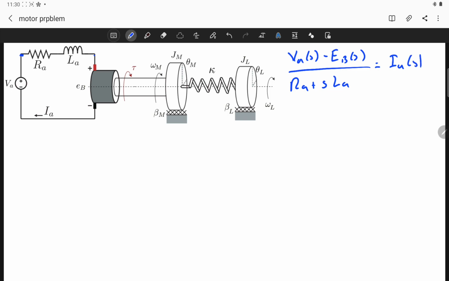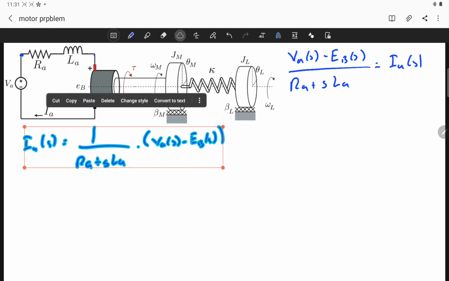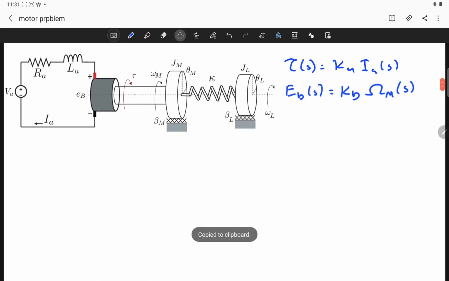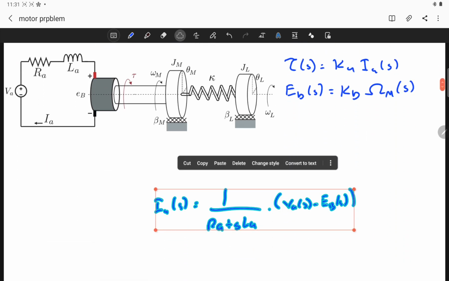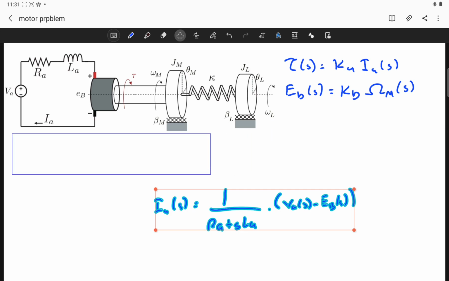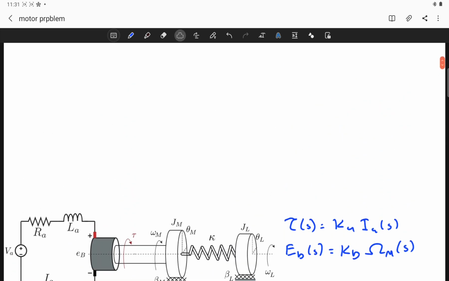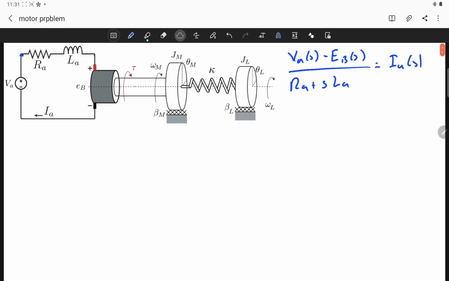Okay, let's write this a little bit differently. IA of S, which can be considered as the output of the electrical part, is equal to 1 over RA plus S LA times VA of S minus EB of S. Okay, so let's also copy this part and paste it here. Do we have space now? So we can leave it just here. Okay, that's nice. So we technically solved the electrical part.